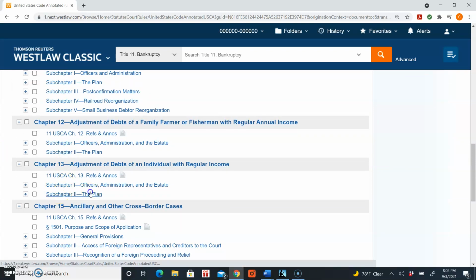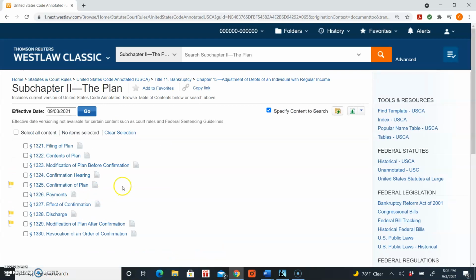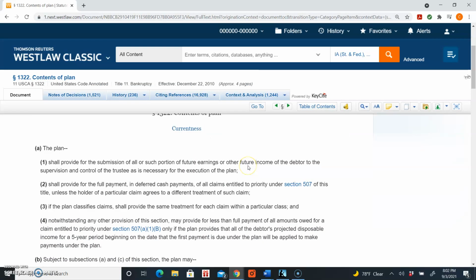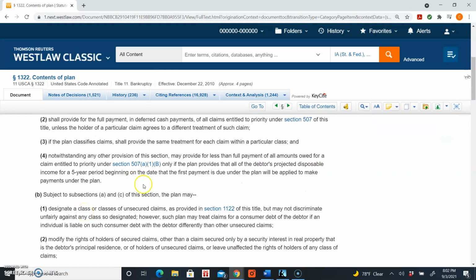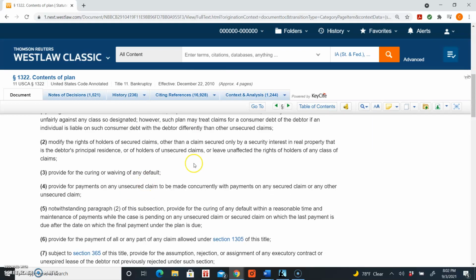Subchapter 2, plan, boom. So if you're going to want to know what to put in it, then you go to the contents of the plan. You're not going to want to know about filing it. You want to know about the contents of it. The plan shall provide for the submission of all or such portion, notwithstanding any other. This is what's going to be in your plan.